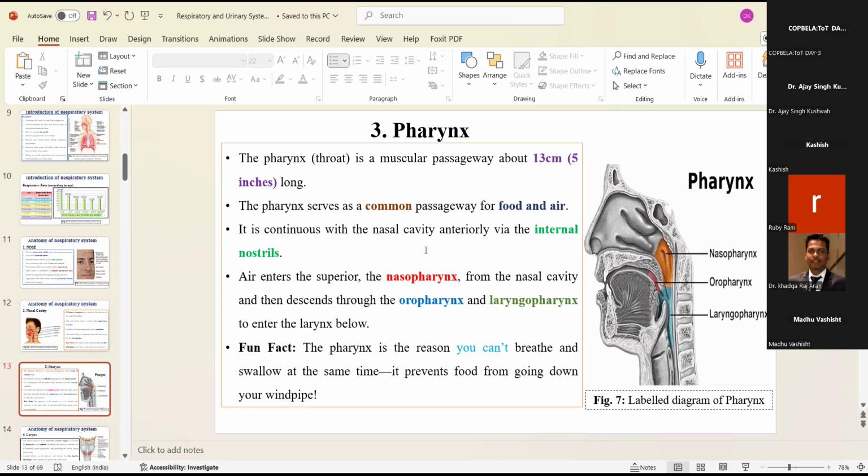The function of the nasopharynx is transfer of air from the nose or nasal cavity to the larynx. However, the oropharynx and laryngopharynx are responsible for the passage of both food and air. Here is a fun fact: we can't breathe and swallow at the same time, because the pharynx prevents food from going down to your larynx. You can see in this diagram the pharynx divided into the nasopharynx, oropharynx, and laryngopharynx.